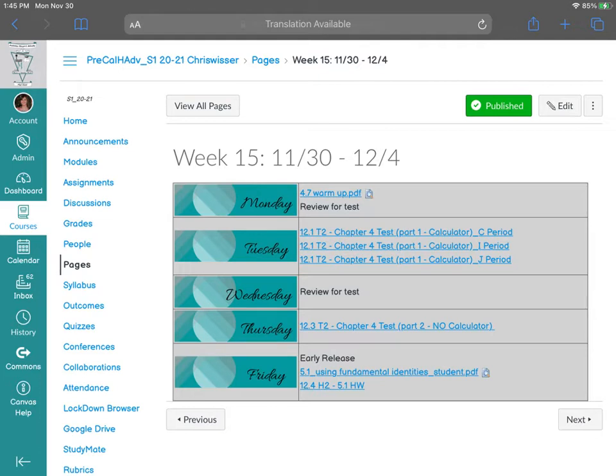So Chapter 5 is verifying trig identities. It gets into sum and difference, if you remember that stuff. It gets into multiple and double angles, which you guys didn't do last year. We're going to do that a little bit. And then you'll get that one last test on Chapter 5.